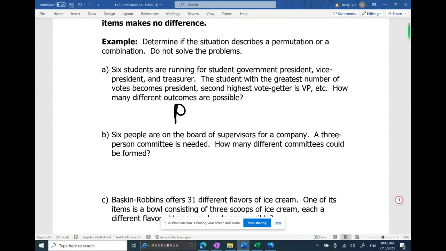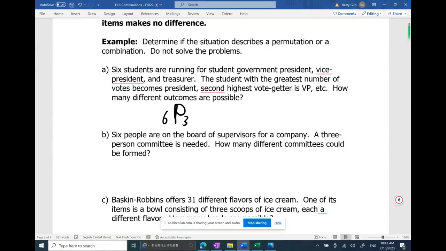Permutation. I know it says do not solve it, but I can quickly get it done to show you how fast it is. P(6,3). This is a permutation problem because the order of the 3 positions matters. As I mentioned earlier in the previous section, if you are the president and I am the vice president, that makes a difference.